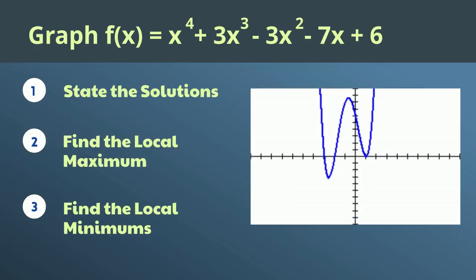All right, we found out from the calculator that the 3 solutions, the 3 points where it hits that x-axis, are at -3, -2, comma 1 with a multiplicity of 2. Now let's go back to the calculator and find the local maximum.